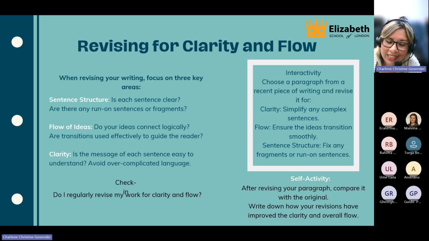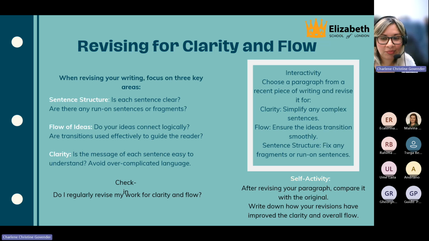So with your sentences, are they clear? Are there any run-ons or fragments? Sometimes you may start a sentence and not finish it off the best way, and then it may not be very clear when reading it. And always consider flow of ideas. Do your ideas connect logically? Is there a start, a middle, and an end to your writing? And clarity: is the message clear to understand? Do you always revise your work for clarity and flow? Does anyone go over their writing when they are done? How often do you do that?